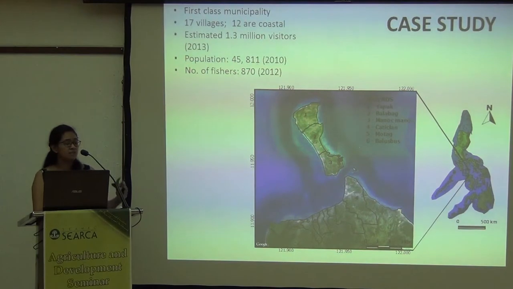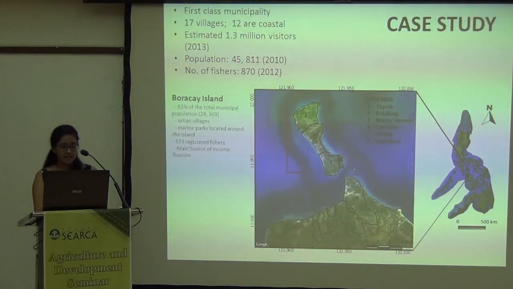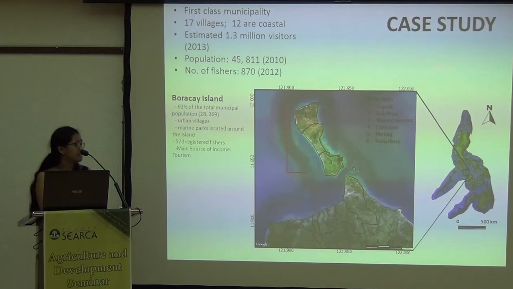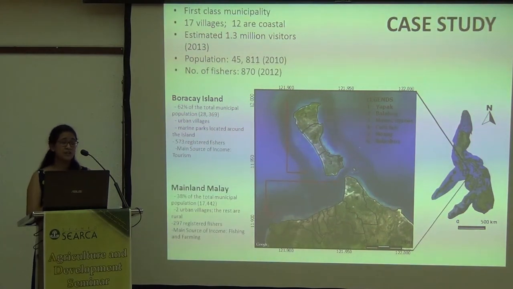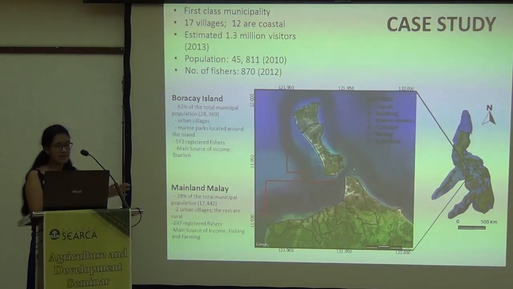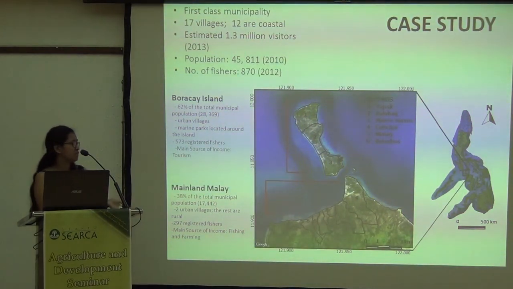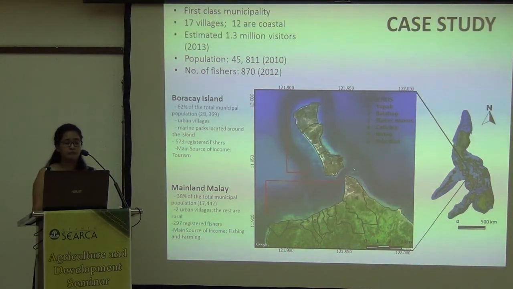The number of fishers as of 2012 is 870. And again, the Boracay Island, which has 3 barangays, has 62% of the total municipal population living in the island. There are marine parks or marine protected areas located around. And the main source of income, of course, is tourism. As compared to the mainland part of the municipality, the mainland barangays, which comprise only 38% of the total municipal population, and have other sources of income, fishing and farming. So you might notice the huge difference between the mainland and island components.